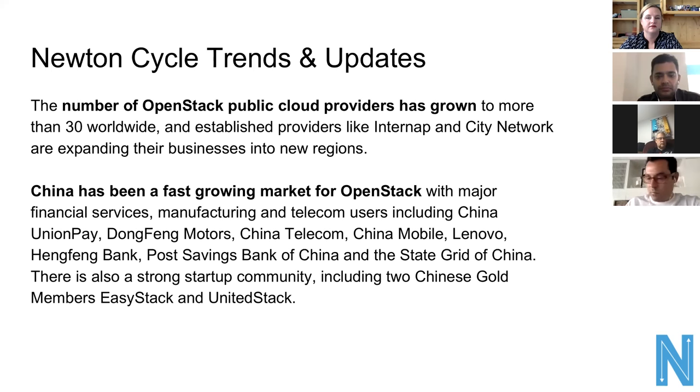Yeah, and I mentioned already the State Grid Corporation of China, but we've also started to see a number of production use cases in addition to that one come out from China. China Union Pay was a really interesting one that we heard about at the OpenStack event there. China Union Pay is, I think, the only card provider in China, so it's a pretty big one, pretty important, and they're using OpenStack in production. Dongfeng Motors is maybe the second largest car manufacturer there. China Telecom, China Mobile, obviously very large telecom companies with hundreds of millions of customers, a number of banks, including the Hang Seng Bank and Post Savings Bank of China.